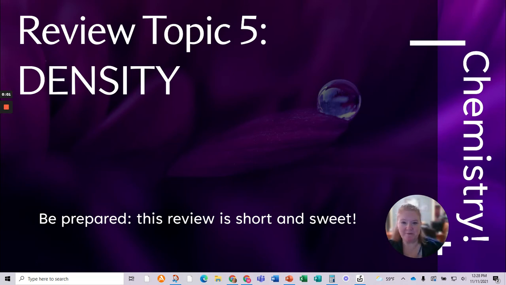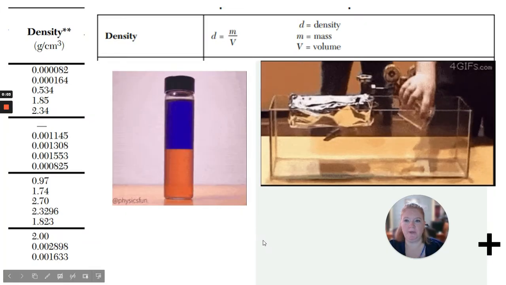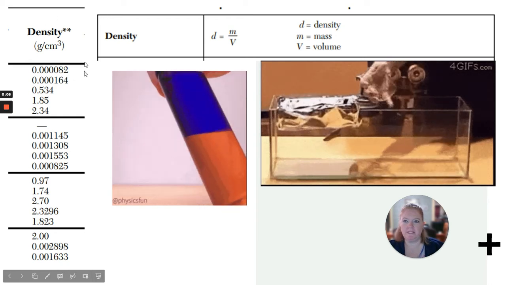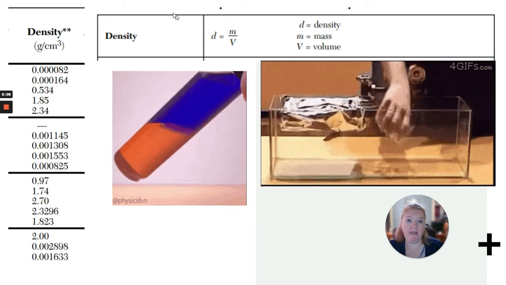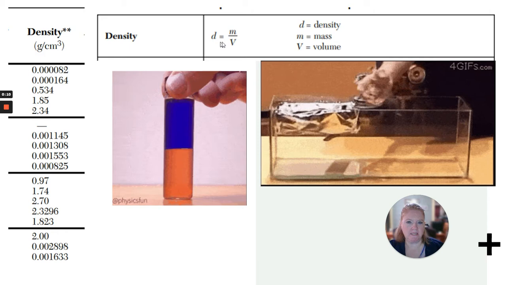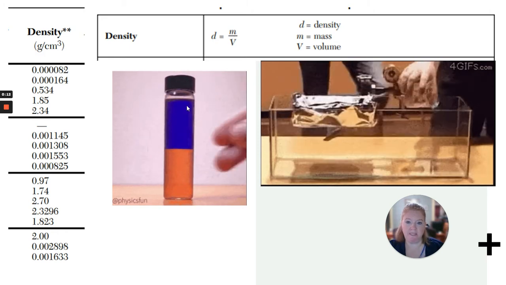Review topic number 5, density. Let's get right to it. Okay, you can find values for density right here in table S. The formula for density, mass over volume, is on table T.